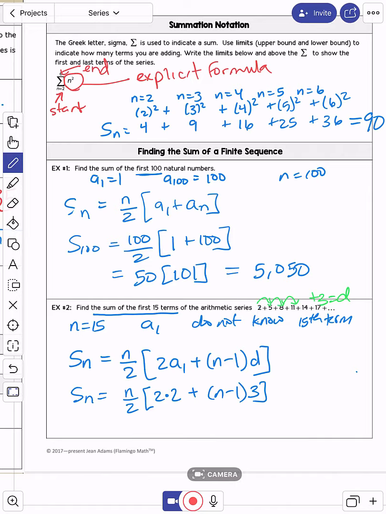Right, so then if we want to find the sum of the first 15 terms, S sub 15 is 15 over 2 times 4 plus 15 minus 1 times 3. So this ends up being, again, I'll go through this in class, but the final answer ends up being 345.